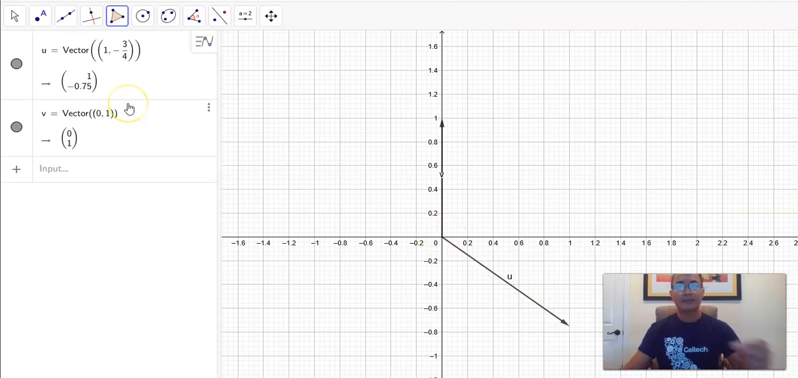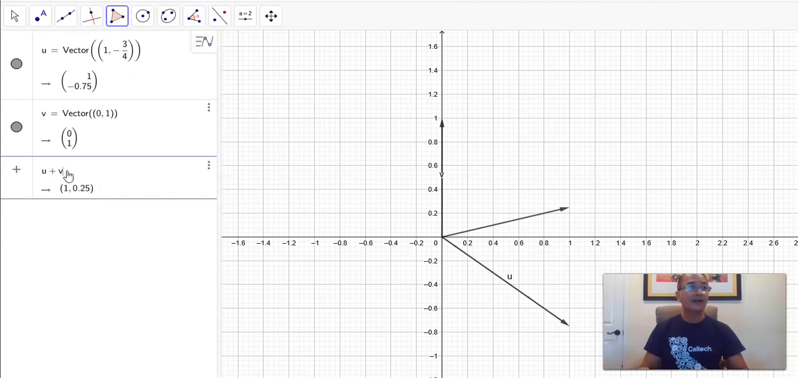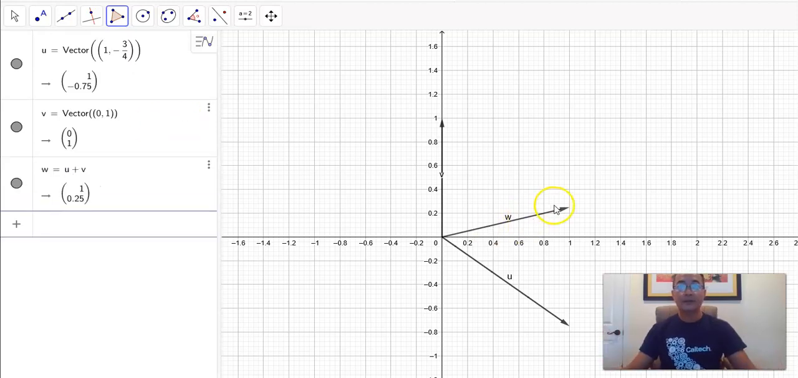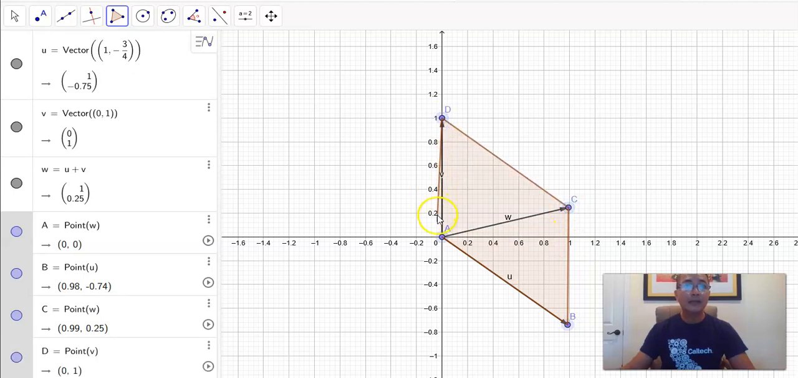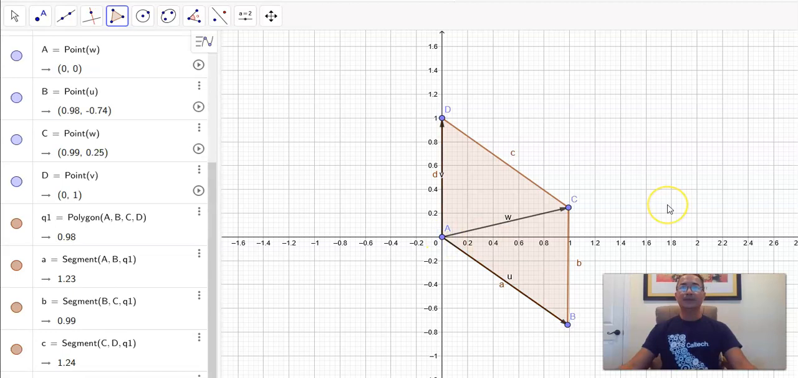Well, remember what happened. The square's upper right corner was (1, 1), and that's because we have (1, 0) plus (0, 1). All we do is add these two vectors together, U plus V. That is where the third corner is going to go. So polygon, start over here, and then walk this way, and then walk this way, walk this way, and back to the origin. There we go. That is the image of our basic box.